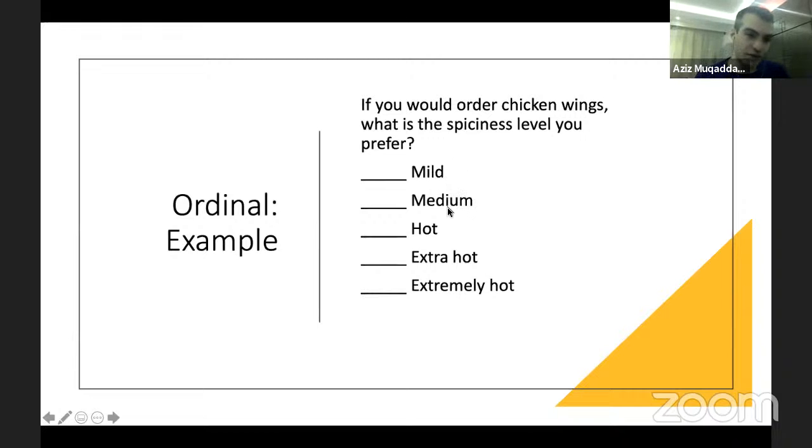So in other words, why is this important? Medium is not necessarily in the midpoint between mild and hot. It could be closer to mild, it could be closer to hot, it could be somewhere exactly in between, but we don't know, right? There is, however, and this has nothing to do with communication, a numerical scale to measure spiciness. You know that one?